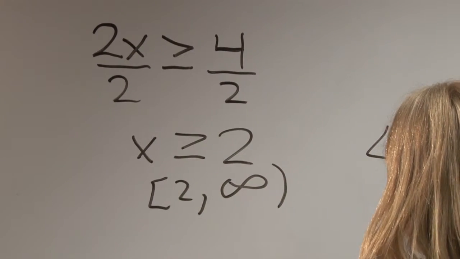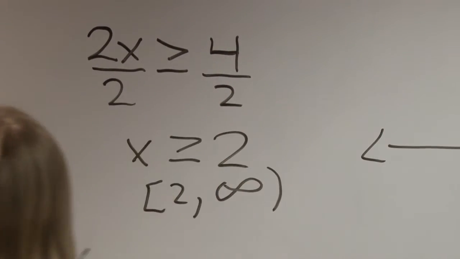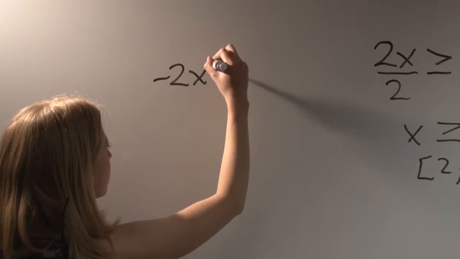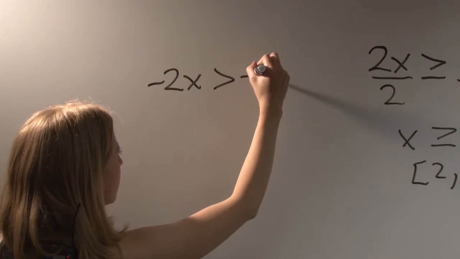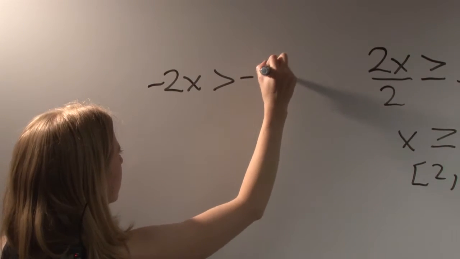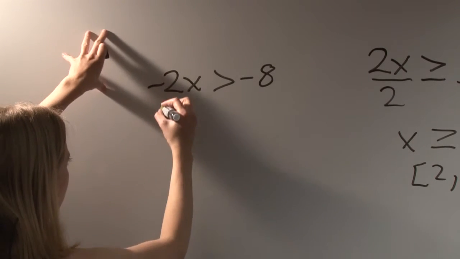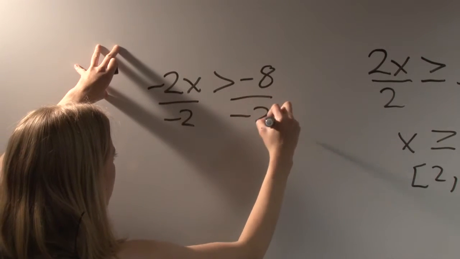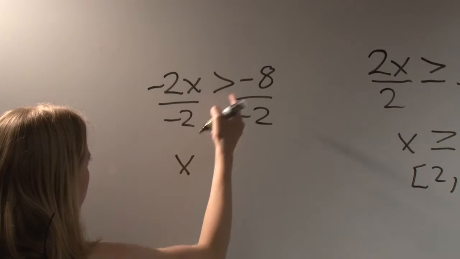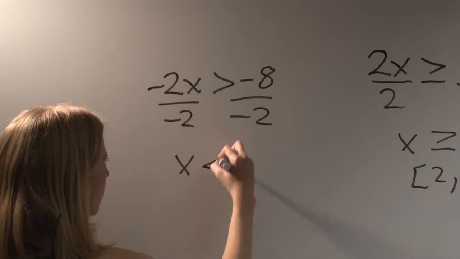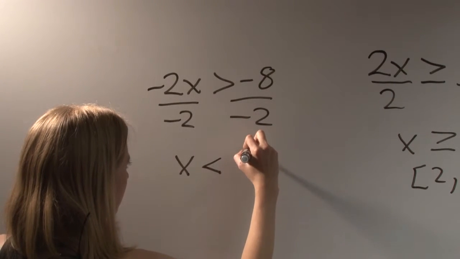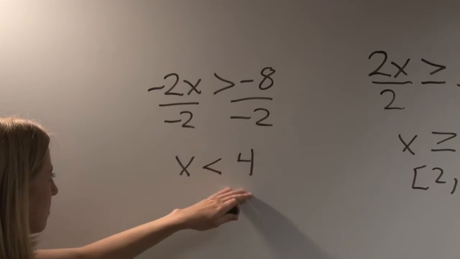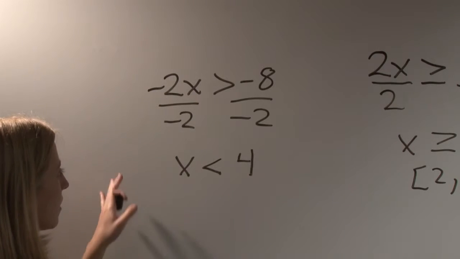But if I had -2x is greater than -8, now to get the x by itself, I'm going to want to divide by -2. And when you divide by a negative number, you have to switch the direction of the inequality sign. So now it's going to be x is less than 4, not x is greater than 4.